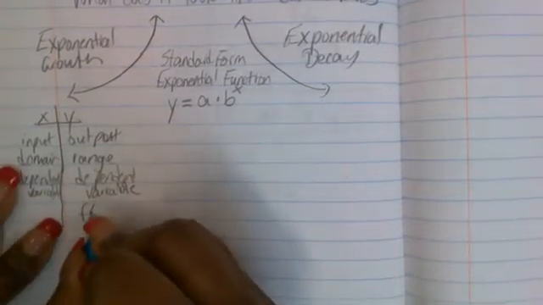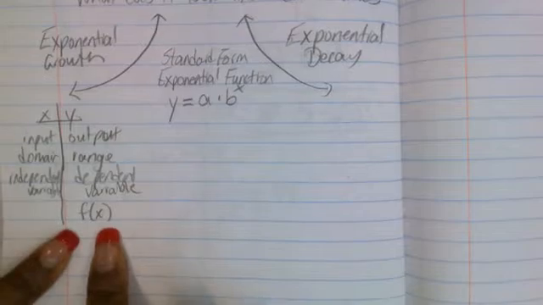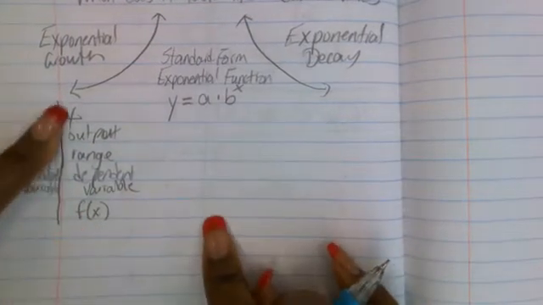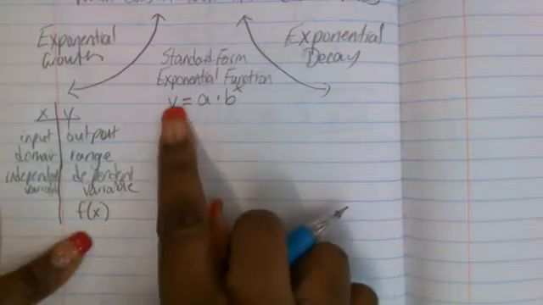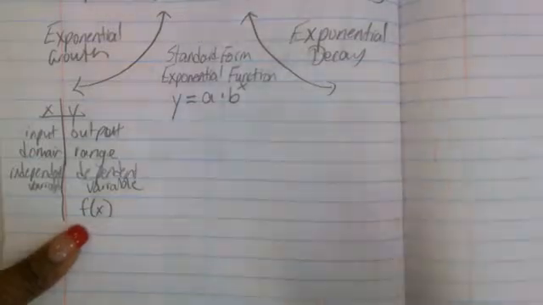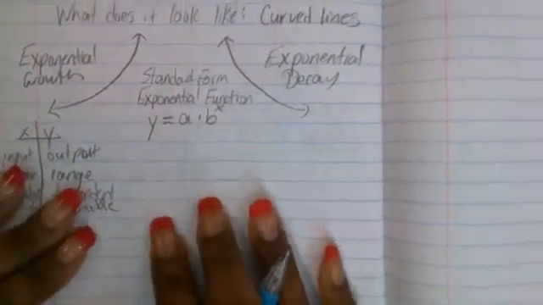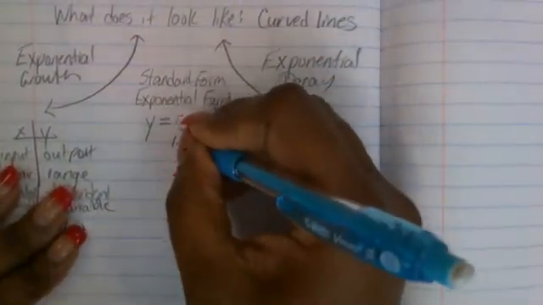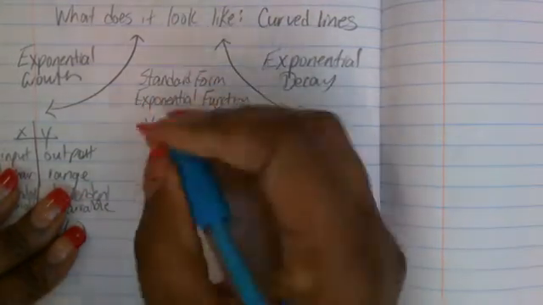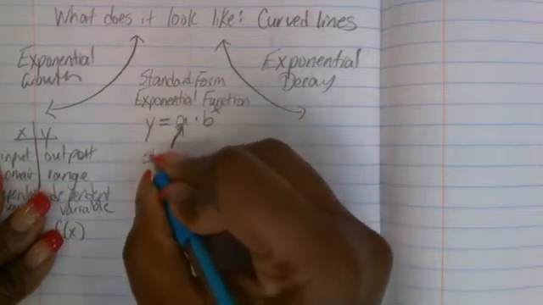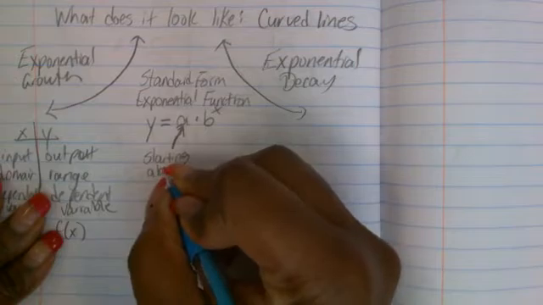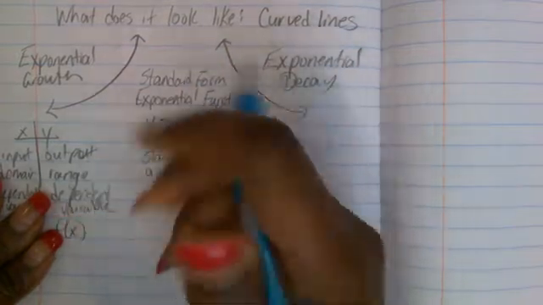Another way to write y, and we cannot forget this, is f of x. Sometimes you'll see f of x in place of y. Don't get confused about that. It's still an equation. All right, so now you have your a. This number right here, a, is your starting amount, or your y-intercept.